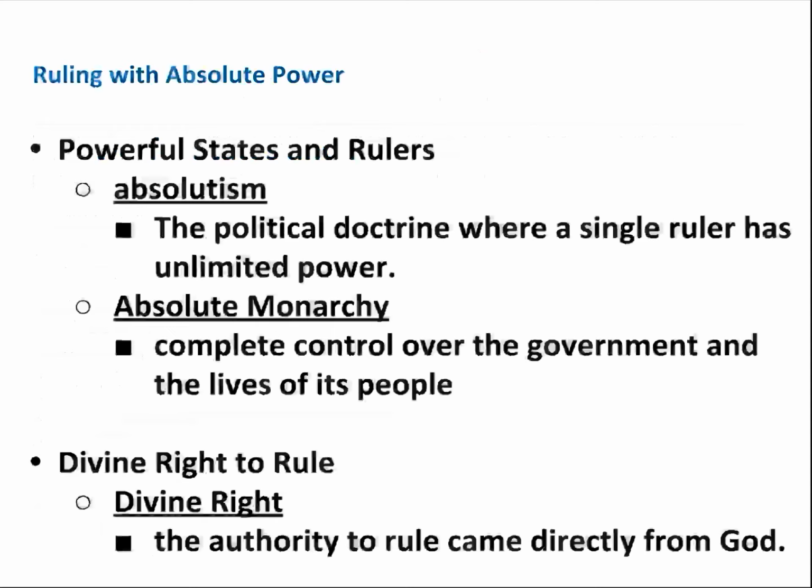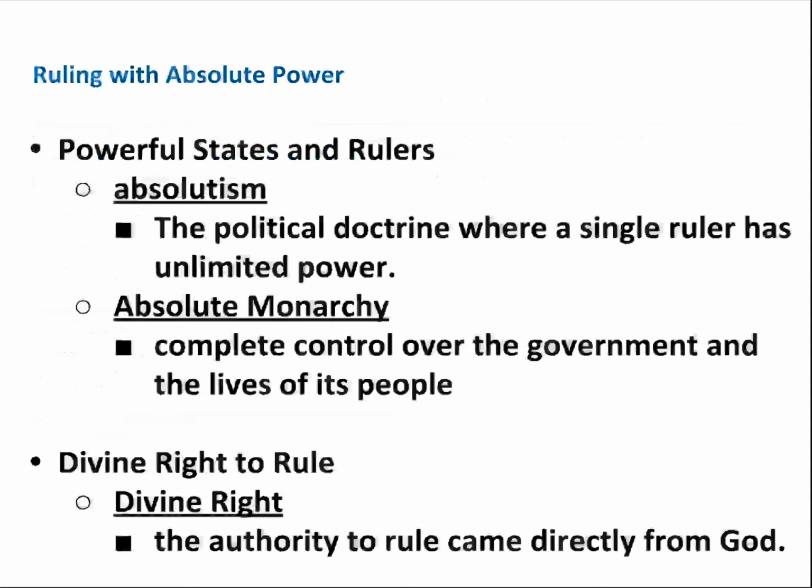Absolutism is the political doctrine where a single ruler has unlimited power. They can do literally whatever they want and nobody can check them. Okay, so if you have a good king, a lot of good things can happen. They can get a lot of positive things done. But if you have a corrupt ruler, which we've seen in history, it can be very detrimental very quickly.